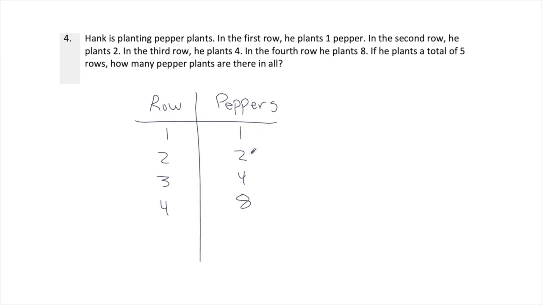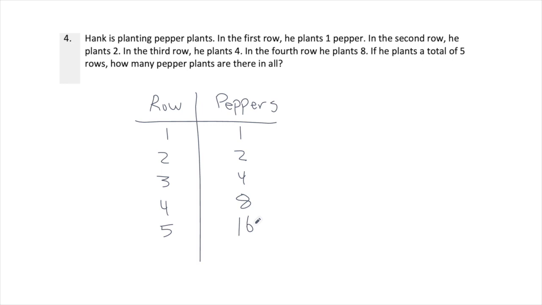Going from the first row to the second row, we can see that the number of peppers doubled. Going from the second row to the third row, the number of peppers doubled. Going from the third row to the fourth row, the number of peppers doubled. So that means the pattern is that the number of peppers doubled for each row. So for the fifth row, there will be 16 peppers.